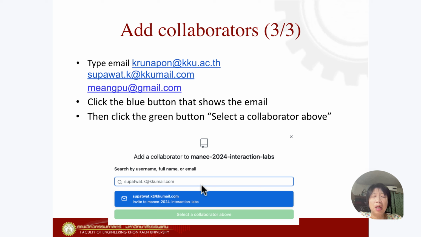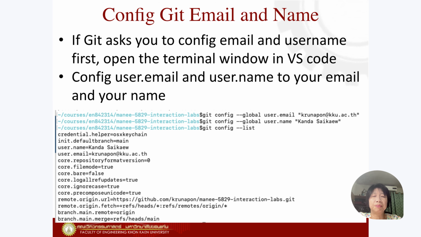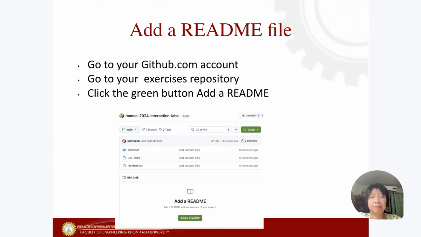And then after we type each email one by one, we're going to see a blue button and a green button. We need to click the blue button first, and then the green button will appear, and then we click the green button to select the collaborator as shown in the email. And in case Git asks you to configure email and username first, you can open the terminal in Visual Studio Code and then configure user.email and username to your email and your name.